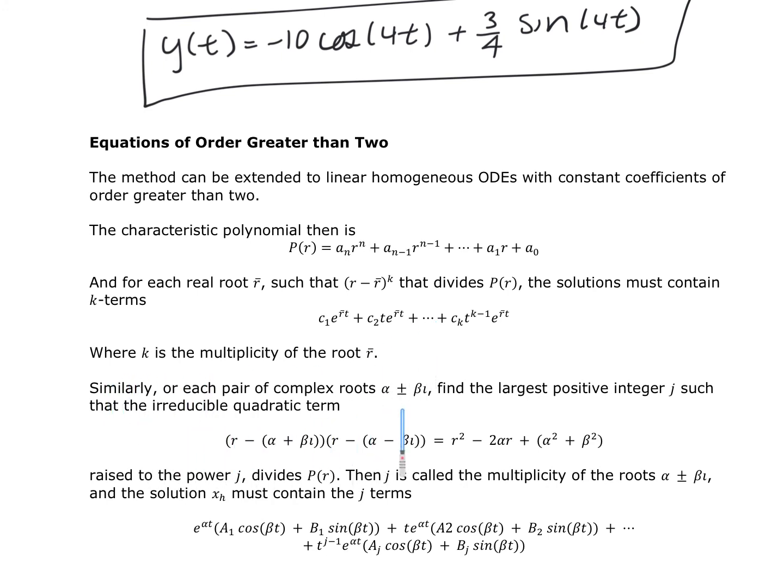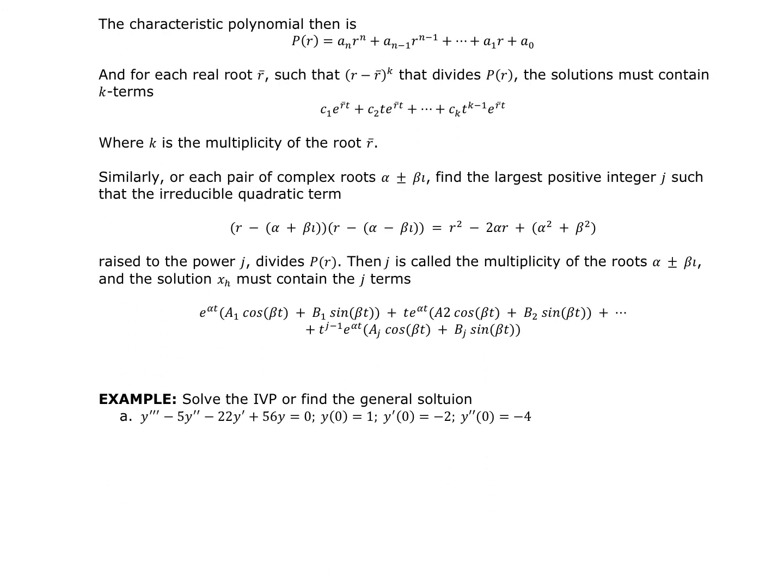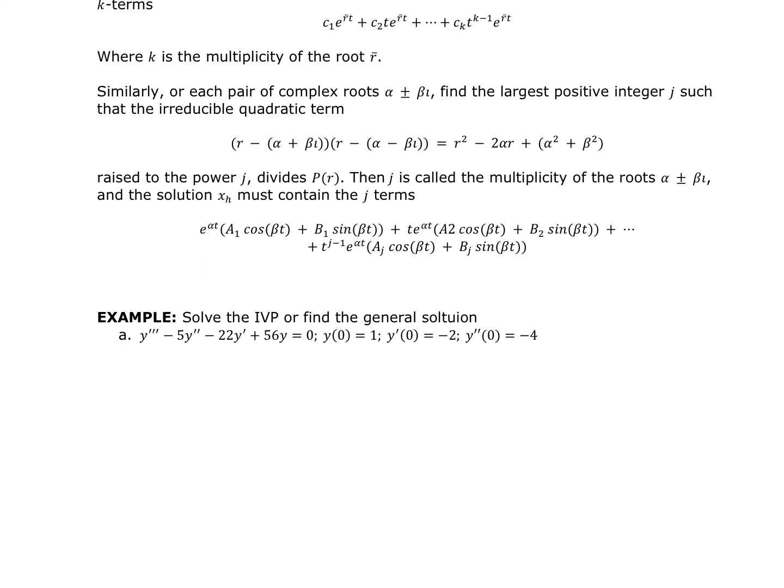Similarly, when we have complex solutions, where I have alpha plus or minus beta i, the largest positive integer j, such that an irreducible quadratic factor divides the polynomial, is in this form. And we end up with this lovely equation when we have multiplicities higher than 1. So let's go ahead and take a look at an example here.